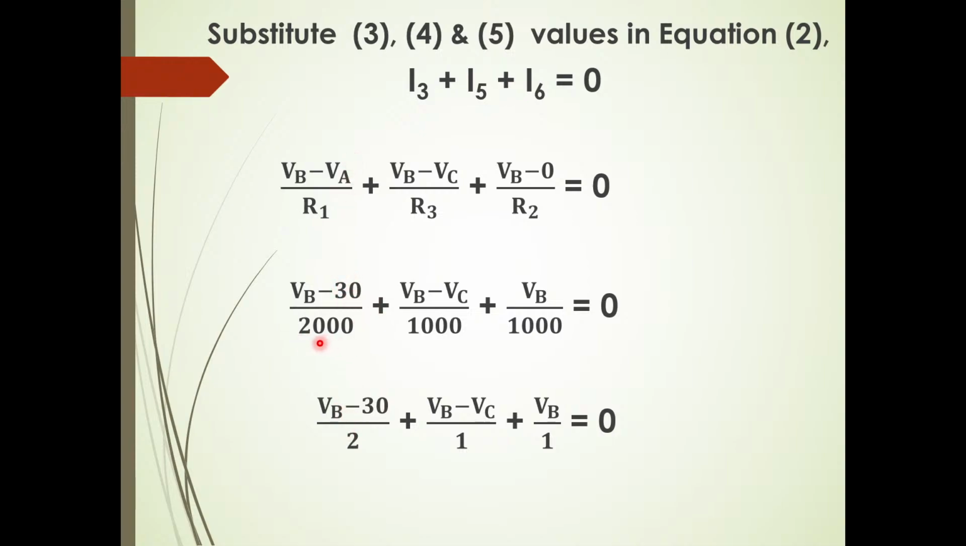If you see in the denominator, there is 2000, 1000 and 1000, isn't it? So you can take 1000 common and send it to the right side. It will become 0. So what is left over? VB minus 30 by 2 plus VB minus VC by 1 plus VB by 1.